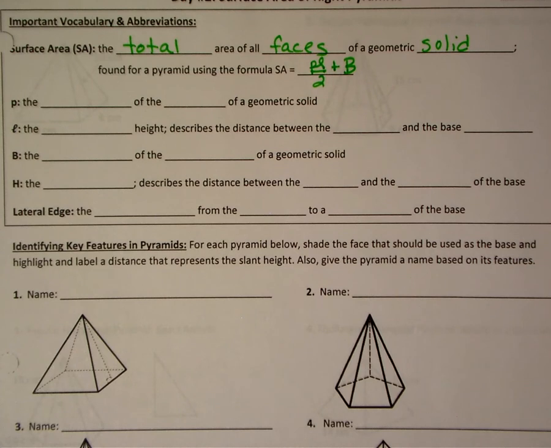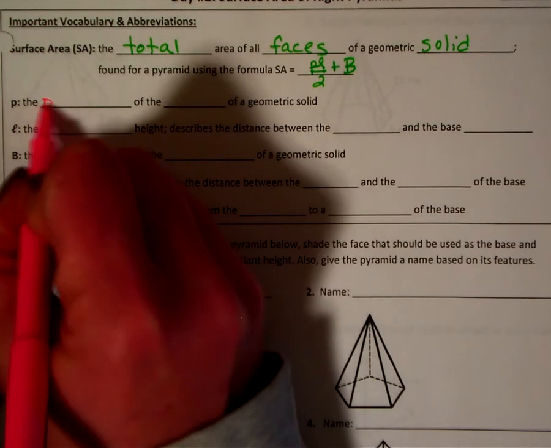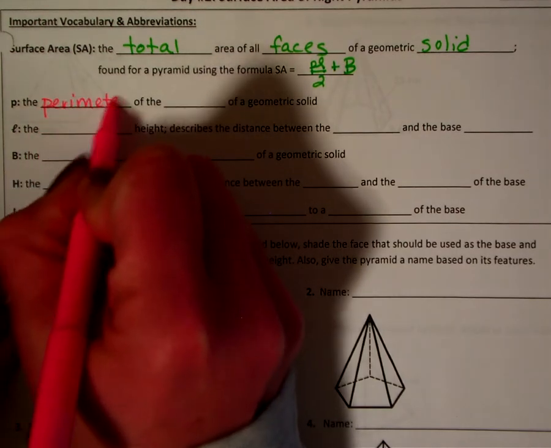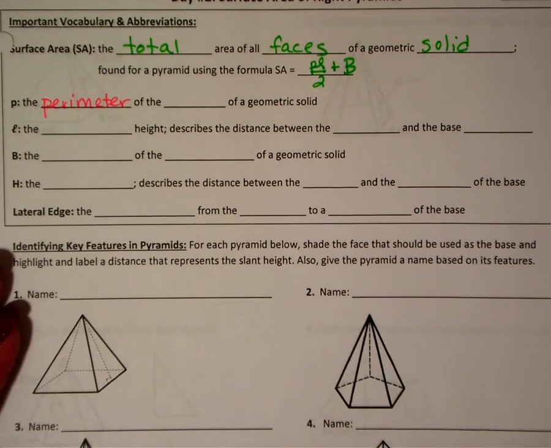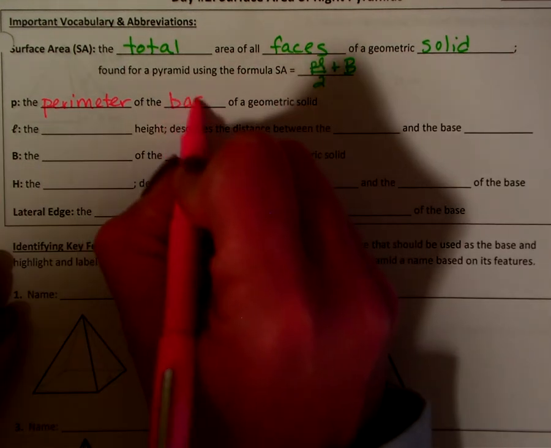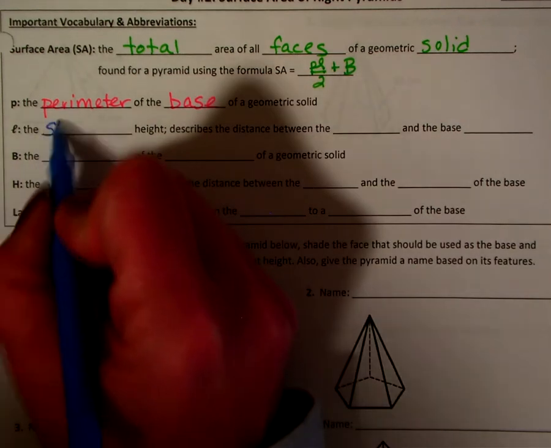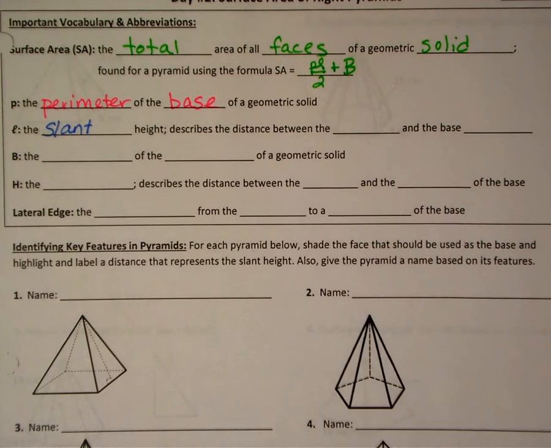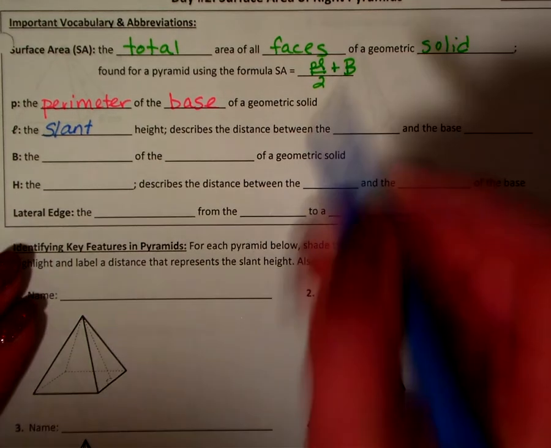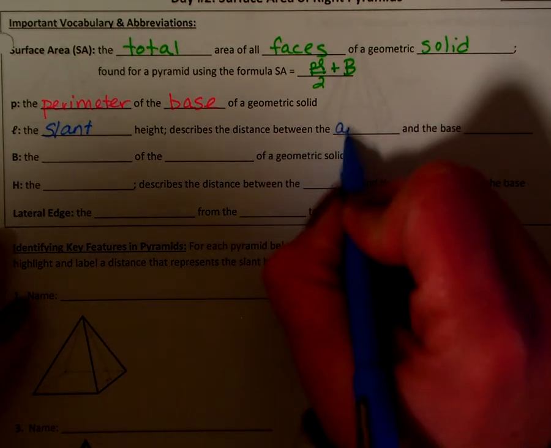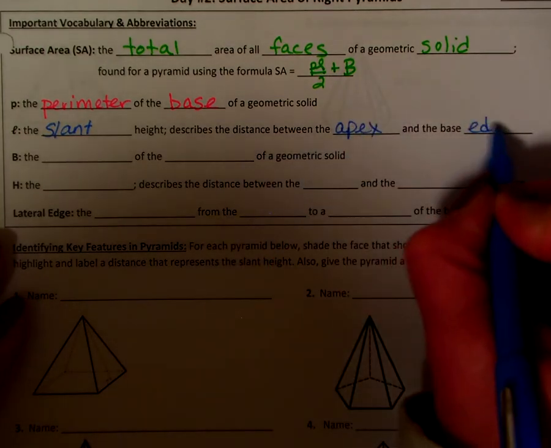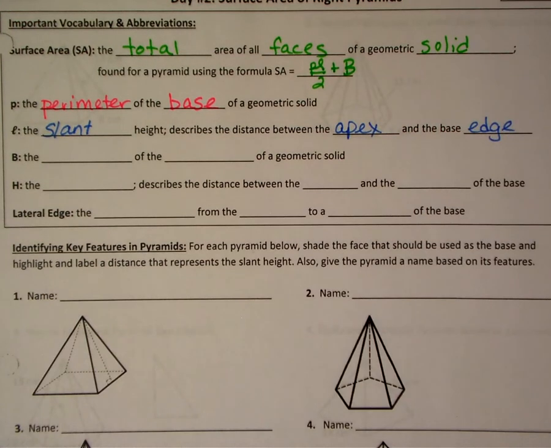Okay, so we have P is the perimeter of the base of a geometric solid. Okay, L is the slant height on this one. It describes the distance between the apex and the base edge. Apex is what comes up to that point.